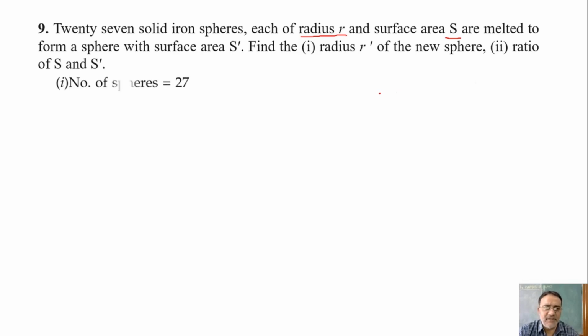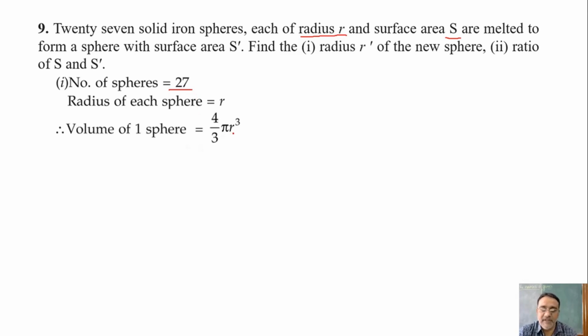So let us start with the number of spheres, which is 27, and the radius of each sphere is small r. Okay, and the volume of one sphere will be equal to what? What is the formula for the volume of one sphere? 4 by 3 pi r cube. Very good. 4 upon 3 pi r cube. So what will 27 spheres come to? 27 into 4 upon 3 pi r cube. Whether this step is clear? Yes, sir.